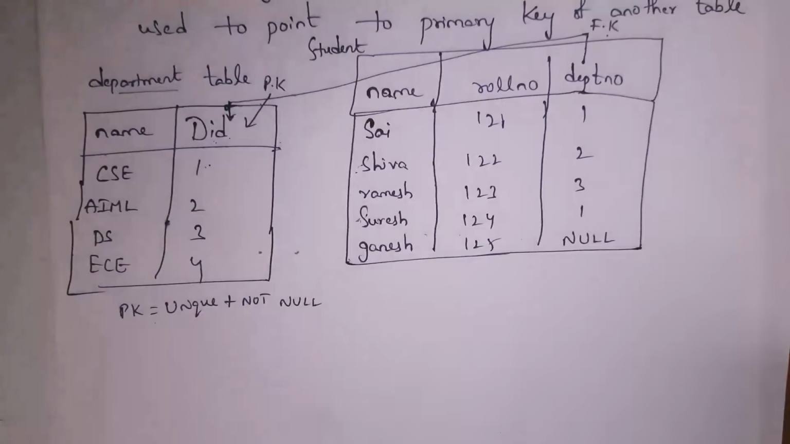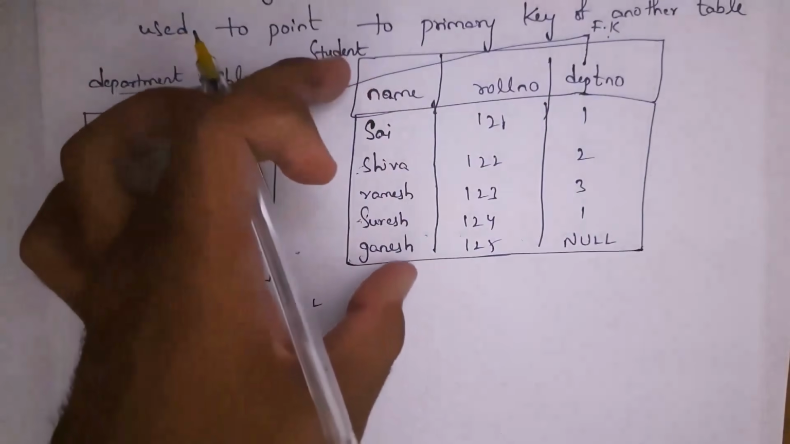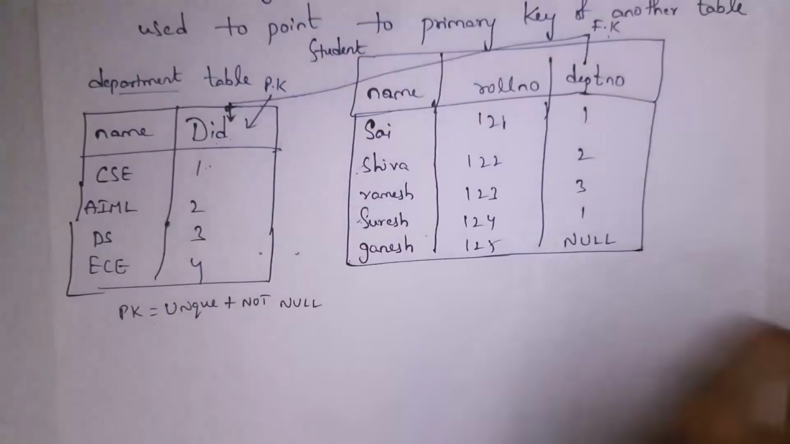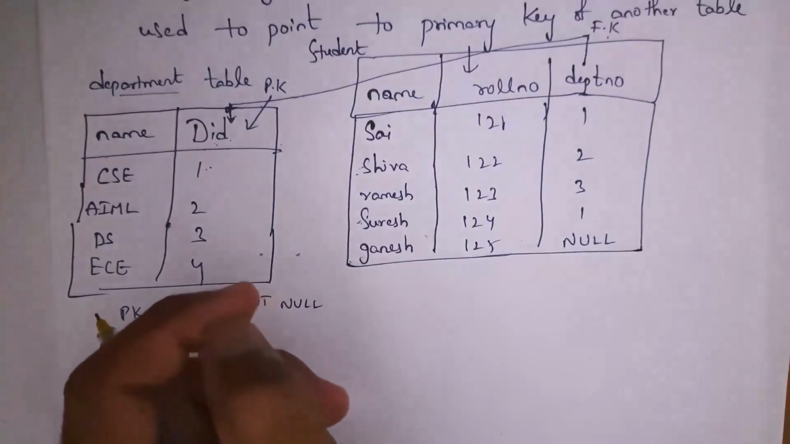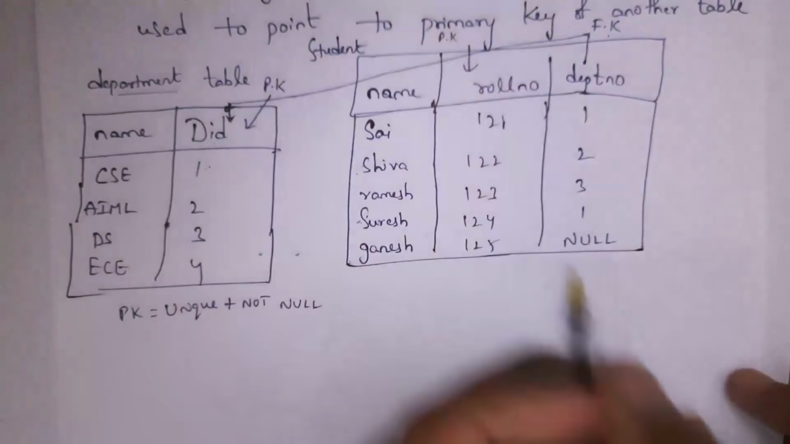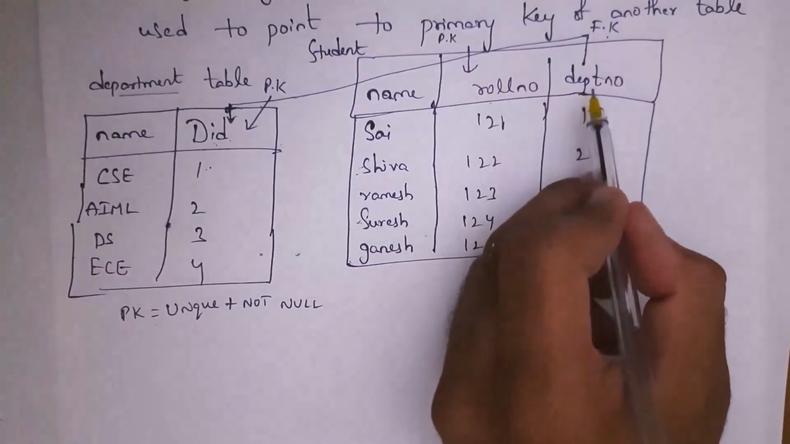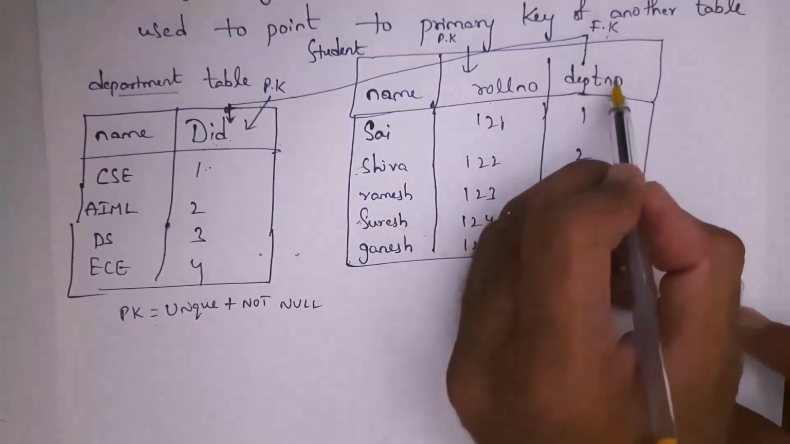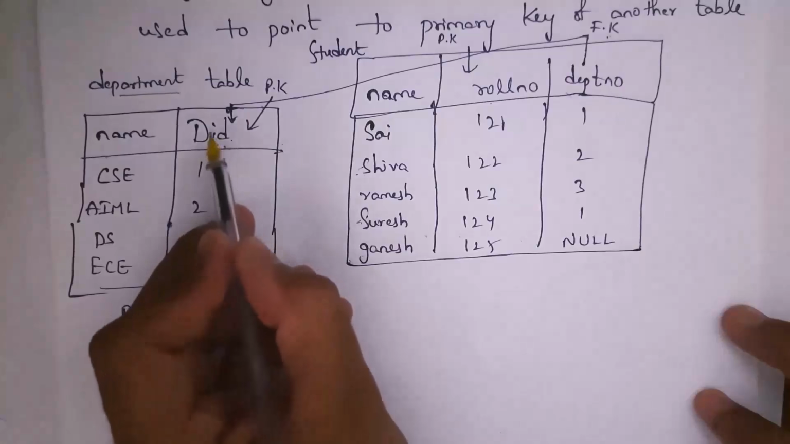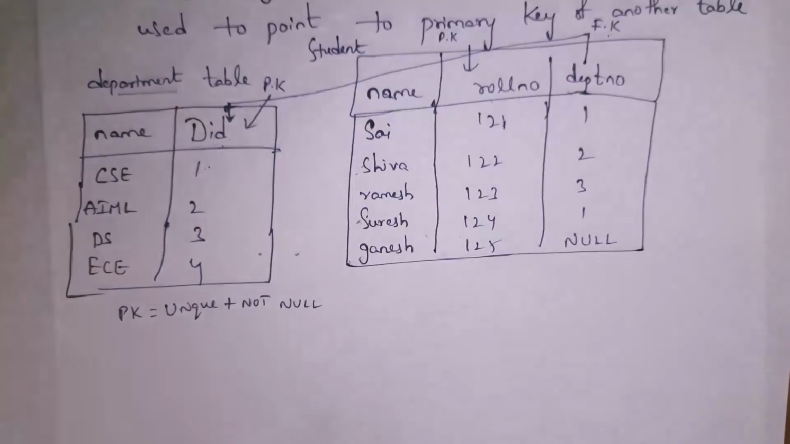Now I want to create another table. That table is student table, and I want to insert 3 columns: name, roll number and department number. Normally each and every person contains different roll numbers. So I'll give primary key for this roll number column, and for this department number column I'll give foreign key, and I will connect this department number column to DID column which is present in department table. I'll write code for this.